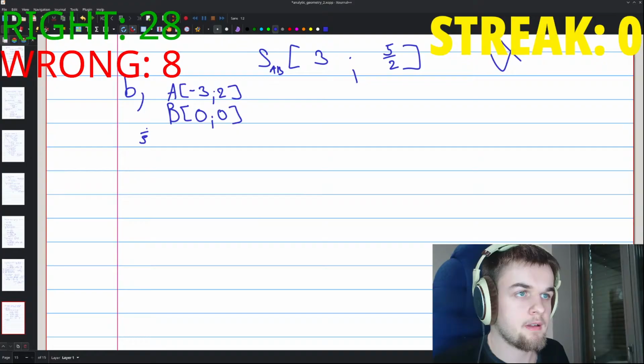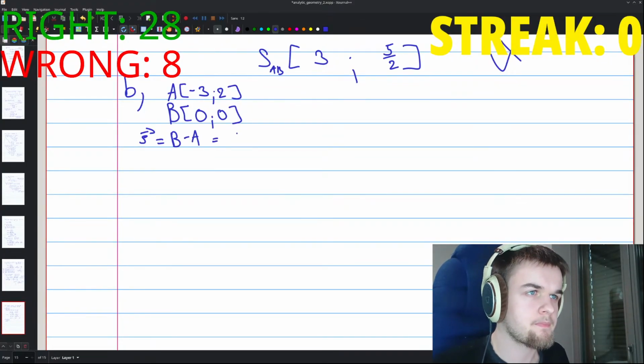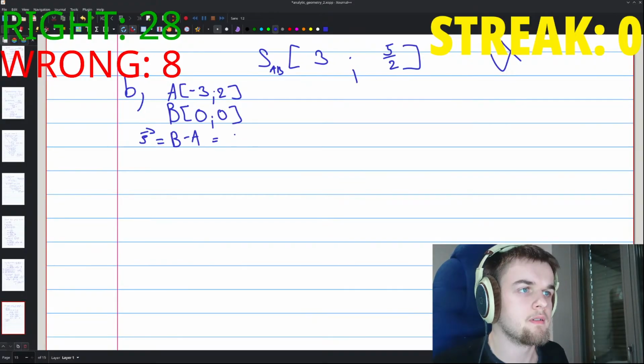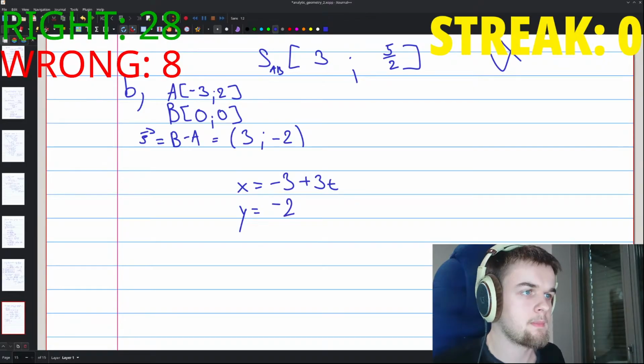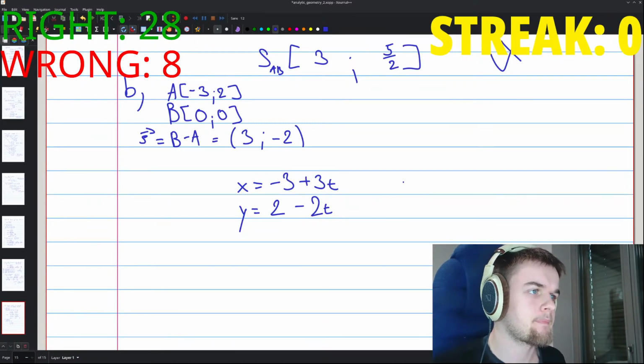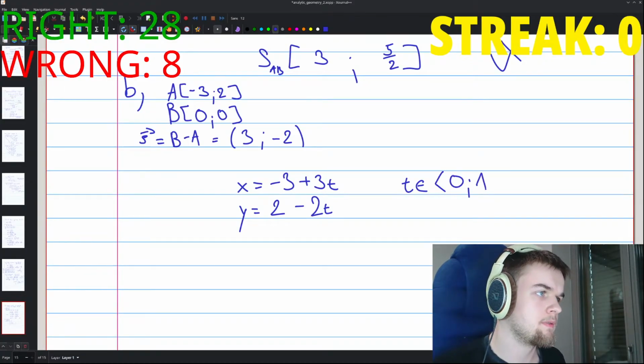So once again, let's find the directional vector, which is B minus A. So that's 3 minus 2. Now we go x equals -3 plus 3t, y equals -2 minus 2t. Peculiar. And of course t, as you learned, belongs to all numbers between 0 and 1.